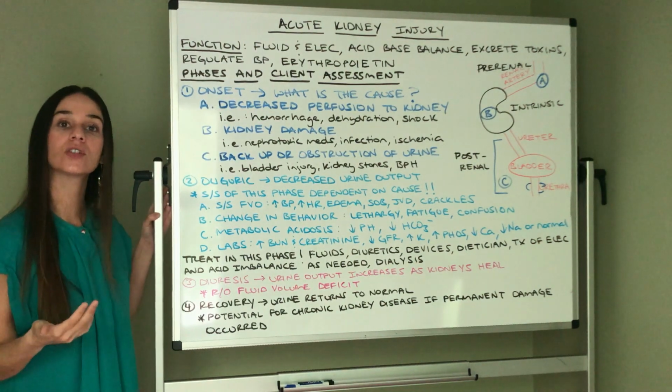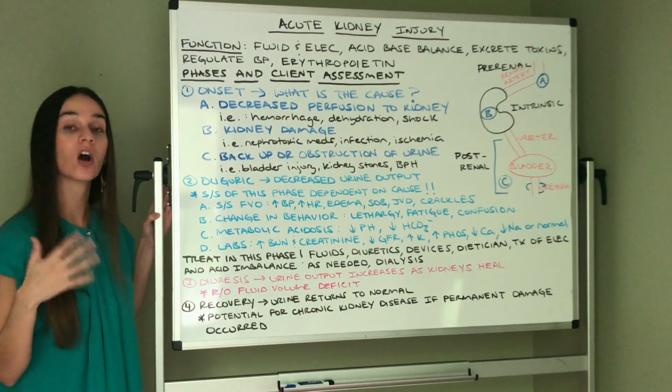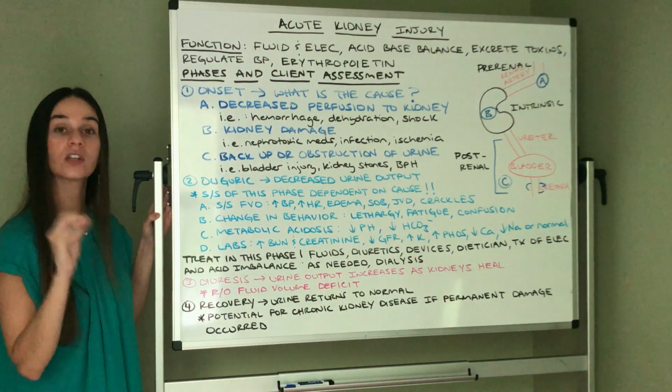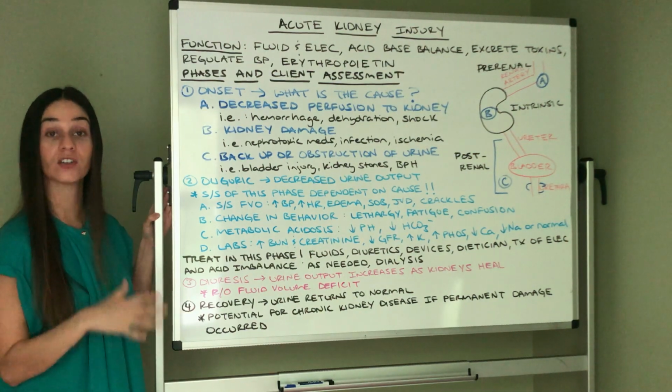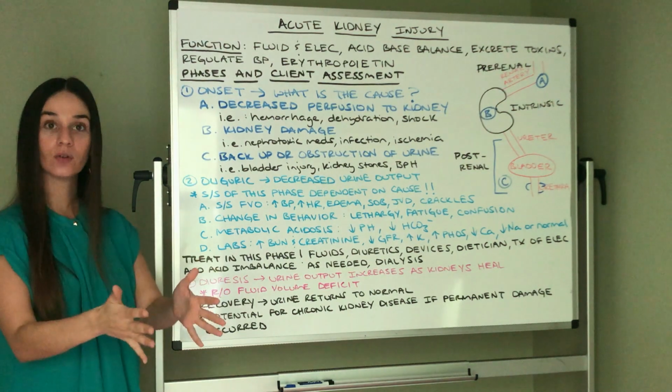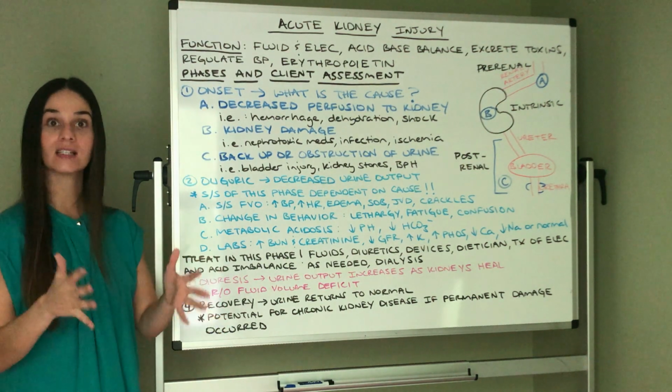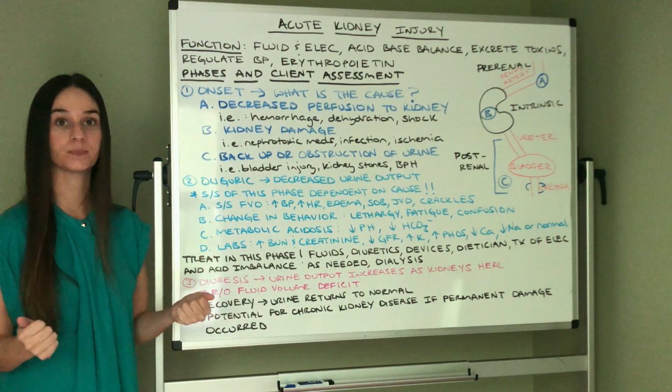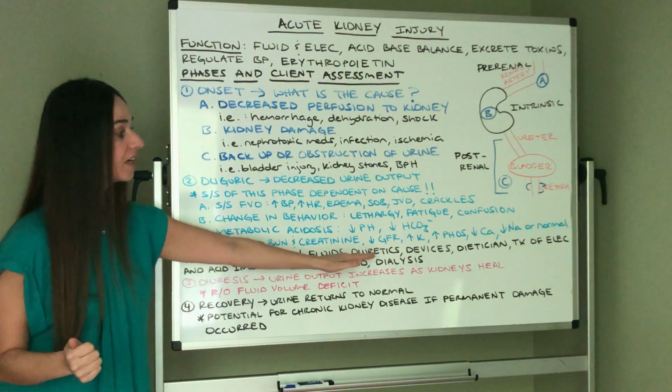The fluid solutions you would want to start with are isotonic solutions. So your 0.9% sodium chloride, your normal saline. We don't want fluid shifts. We want to put it right into our circulatory system, and we want it to stay there to replace that volume. Another treatment could be diuretics.